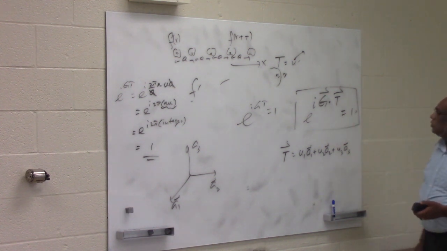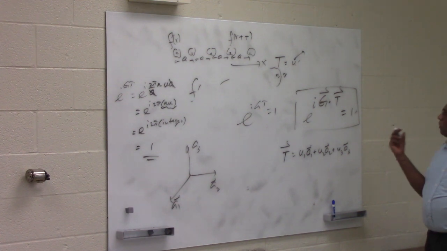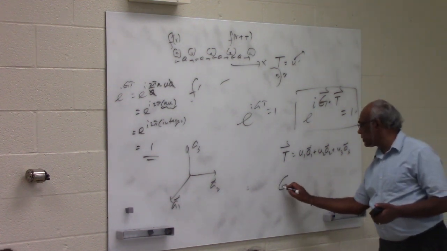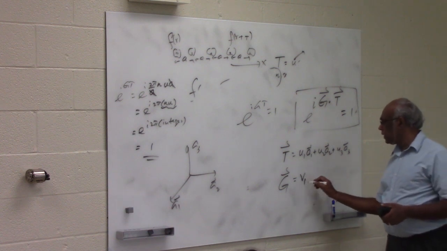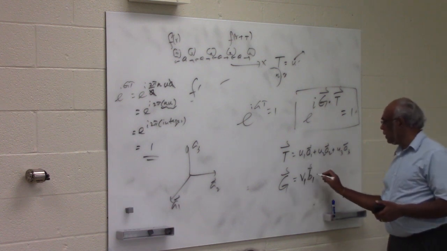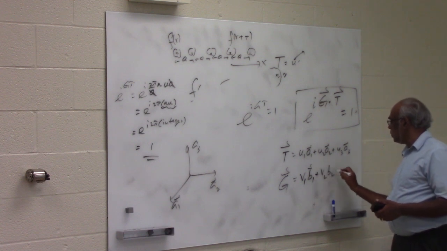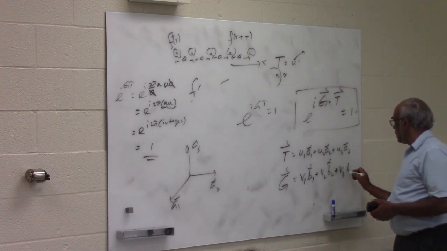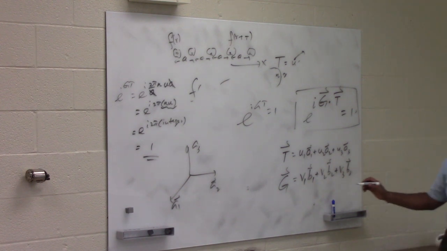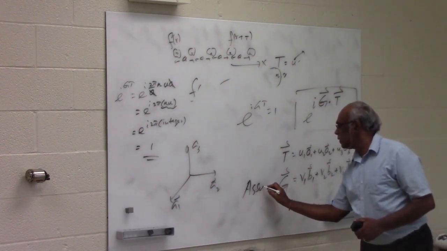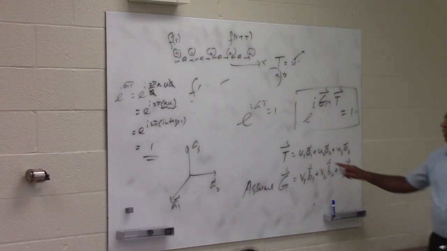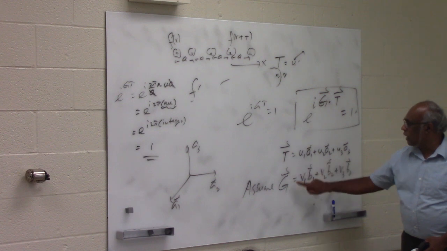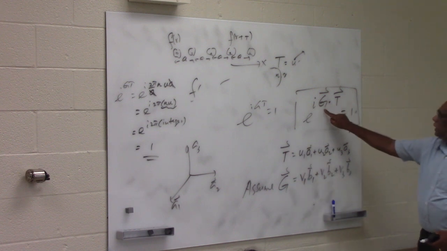Now, in order to get G, G is also some vector. So if I write G as some different vector, suppose I write it as v1 times b1, v2 times b2, v3 times b3, if I assume it like this, right? So now what is the requirement? When you take the dot product, it should be an integer times 2 pi, right?